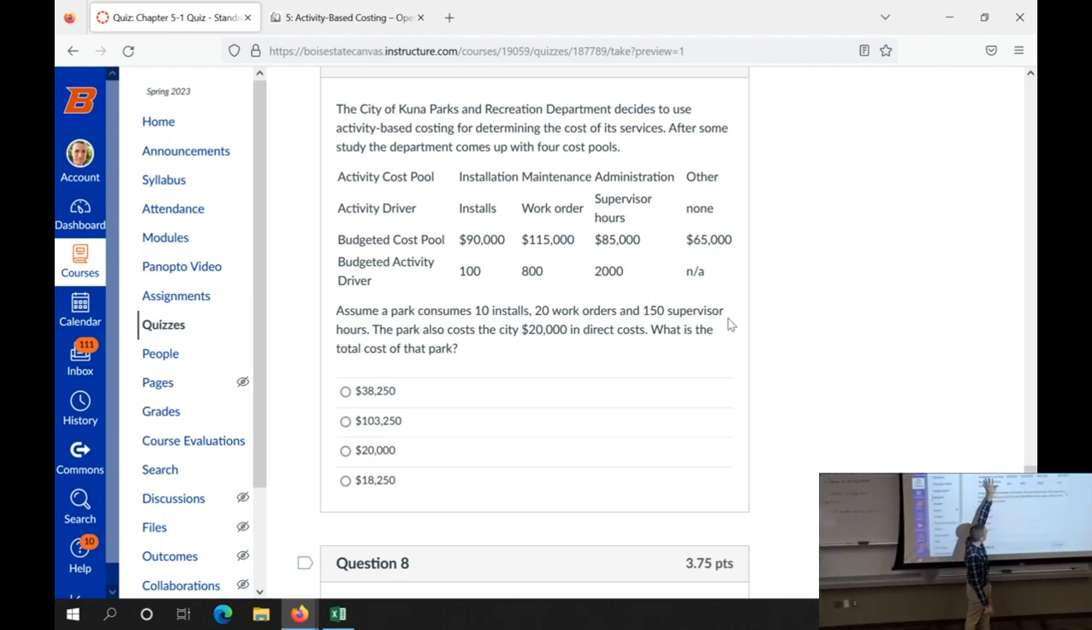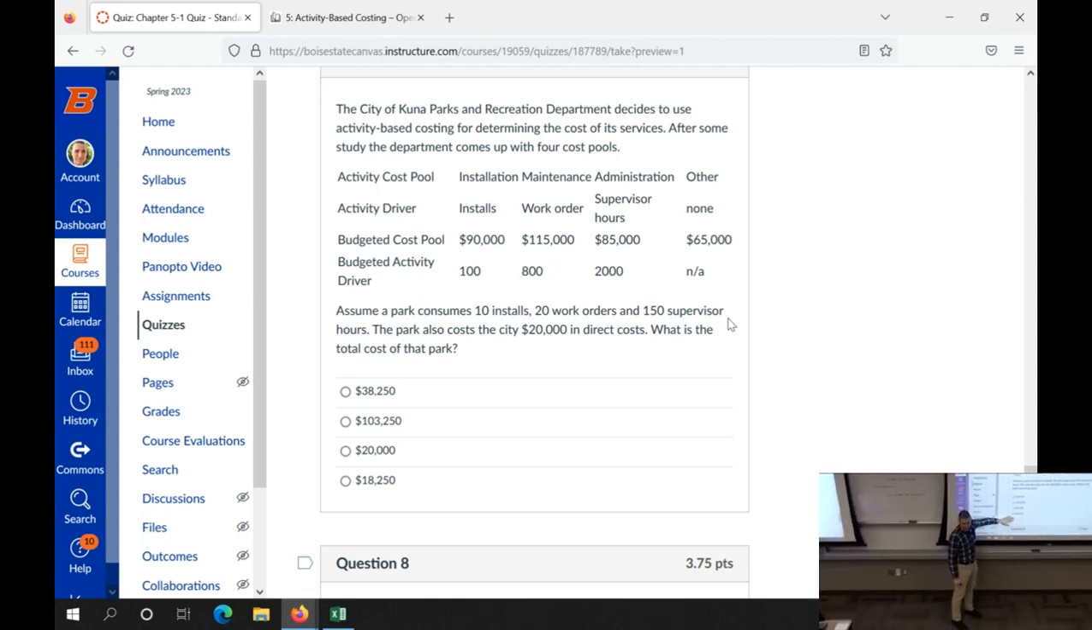So do all your activity-based costing business in terms of figuring out rates for each of these and charging the job based on those rates and its consumption of the individual product activity drivers. But then also remember at the very end, you also have to add in the direct costs. And so, I do see two answer choices that are $20,000 apart.